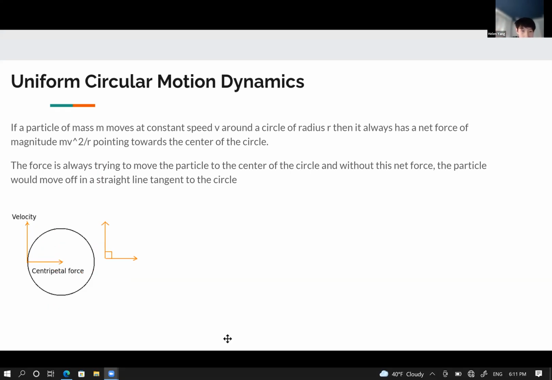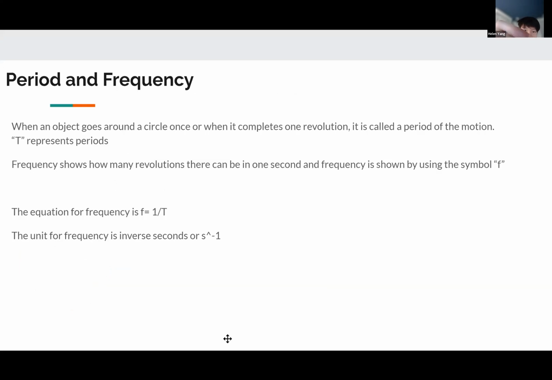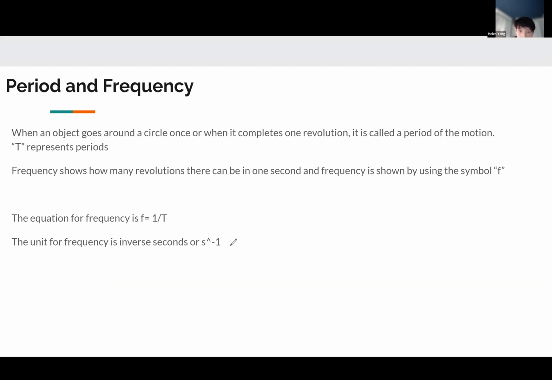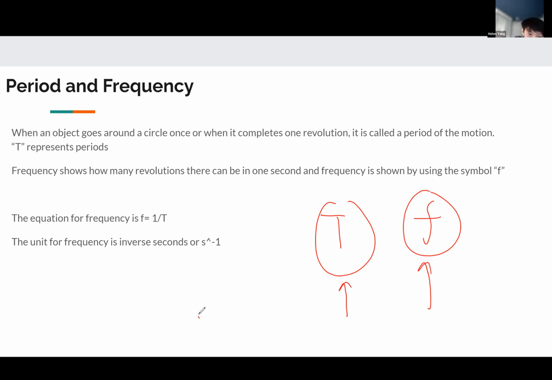And now we'll talk about period and frequency. When an object goes around a circle once, or when it completes one revolution, it is called the period of the motion. It's represented by T, and the frequency shows how many revolutions there can be in 1 second, and frequency is shown by using the symbol f. So this is period and this is frequency. The equation to find frequency is 1 over T. And likewise, the equation to find T is 1 over f.